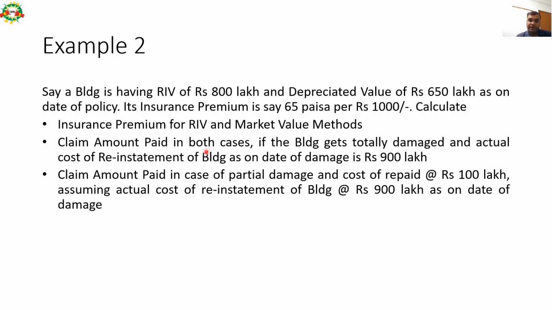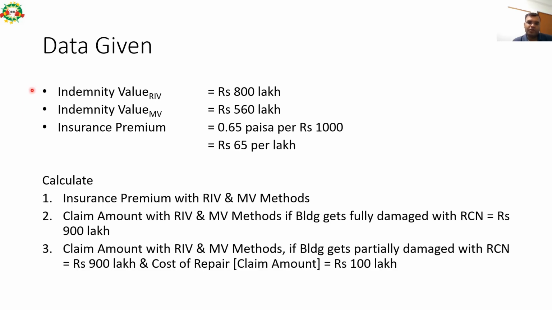So here there is a full damage, here there is a partial damage, and the cost of repair is 1 crore rupees, 100 lakh rupees, assuming the actual cost of reinstatement of the building is 900 lakh rupees as on the date of damage. Data given in the question: indemnity value by the RIV method is 800 lakh rupees, indemnity value by the market value method is 560 lakh rupees, and the insurance premium is given as 50 paisa per 1000 rupees.